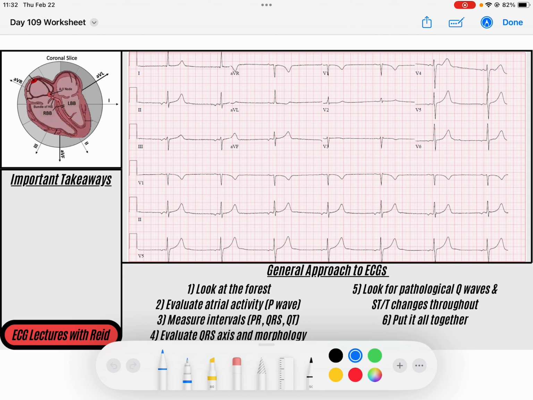So let's go ahead and get started with this one. This is a fun one. The first thing I'm going to do is look at the forest, and the trees of the forest are my QRS complexes. So maybe I'll start down here in lead 2. You can see I've got a narrow complex QRS that is very regular. It stays regular that entire strip, but it looks a little bit slow.